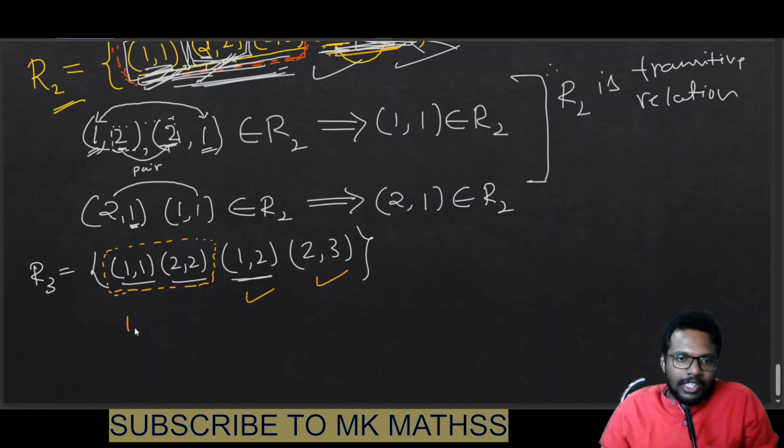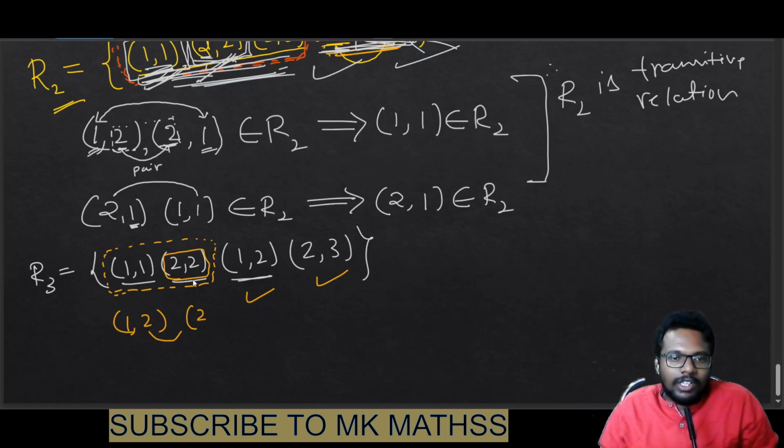So I am considering (1,2) and finding the pair which starts with 2 in relation R3 itself. In R3, a pair that starts with 2 is (2,2), but we have already neglected that, so I am not focusing on this (2,2). Another pair starting with 2 is (2,3). So now I am considering this (2,3).